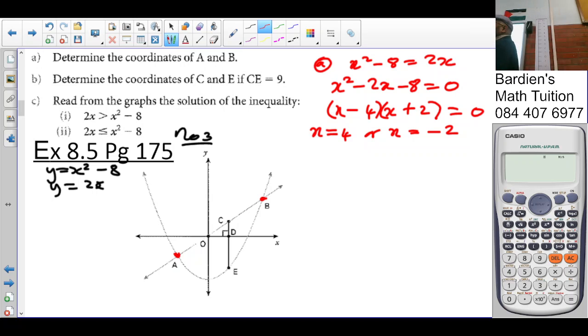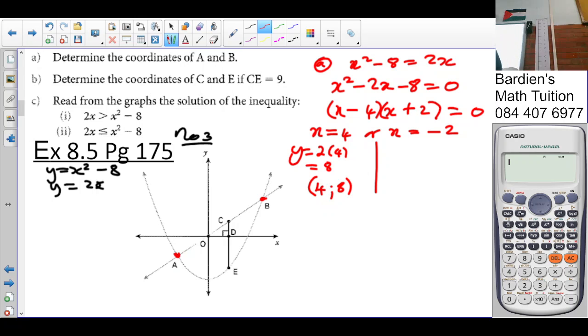Okay. Did we answer the question? No. So I need to still get the corresponding y values here. So I'm going to substitute x is equal to 4 either into the parabola or the straight line. The straight line is easier. So y is equal to 2 times 4, which is 8. So the one coordinate is (4; 8). So which one of the two is that? Is that A or B?